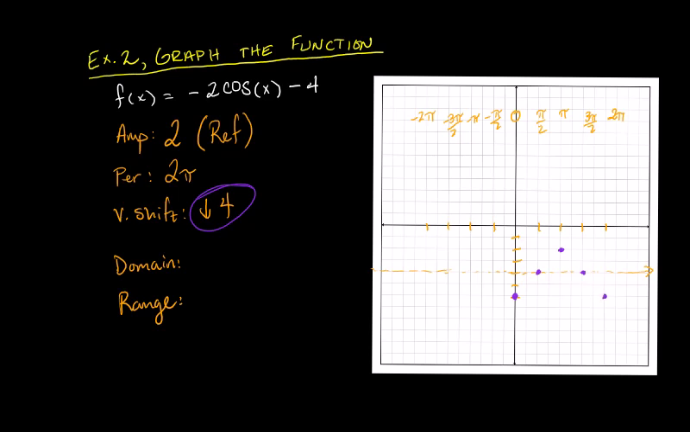The graph should finish where it starts. Okay, and then I'll keep the pattern going. Alright, and there is our graph of that cosine function. Okay, domain's all real numbers, and the range is, what's that, lowest it goes is -6, and the highest it goes is -2. Okay, that's kind of the basics of graphing a cosine function.